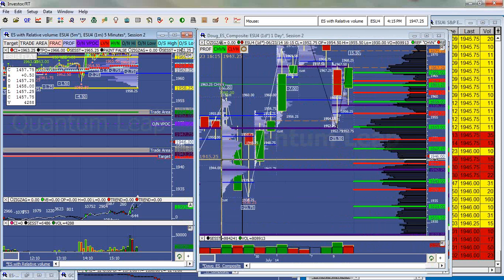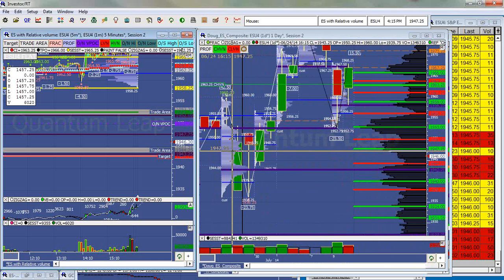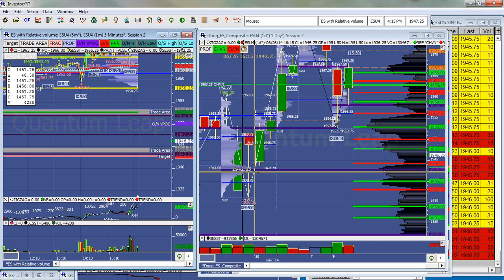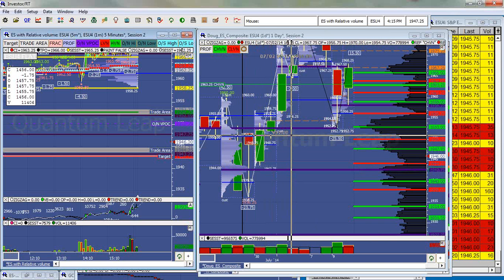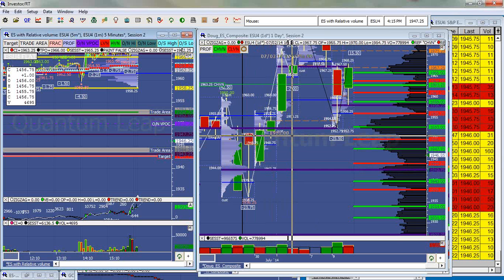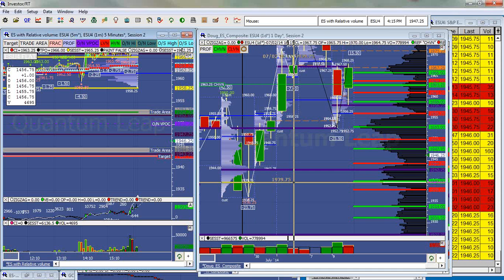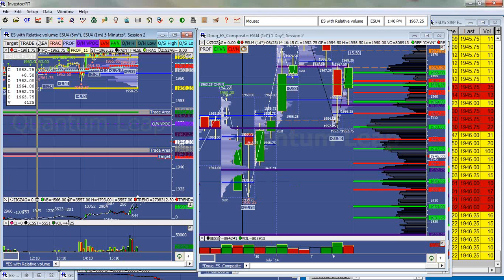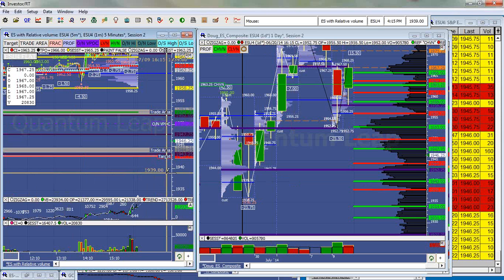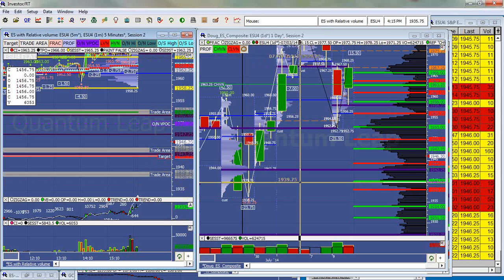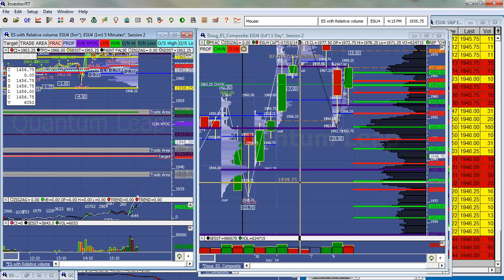You can see that this microcomposite down here, where we came down and found value in around that 1942, the value area high is 50.75, and the value area low is 1937.75. So 39.75 is going to be the other area that I would look at. If we come down to take that 42.75 out, you've got to look for a possible continuation to test the value area low of this microcomposite in around that 1940 area.